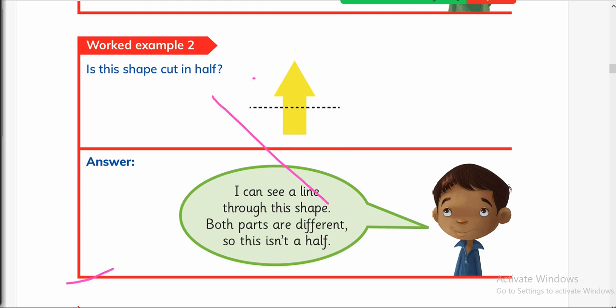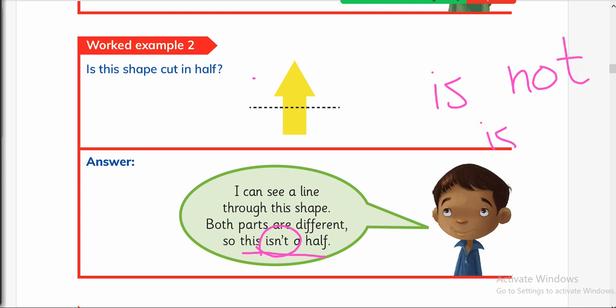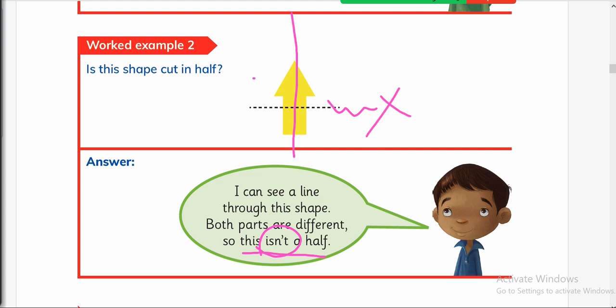I can see a line on this shape. Both parts are different. So this isn't half. This is written isn't. Is not is written as isn't. This isn't half. Okay, if you want to make a half of this yellow shape, you can cut it from the middle like this. Then both of you will get the same part. This line is wrong for it.